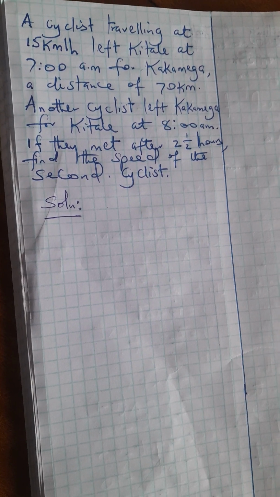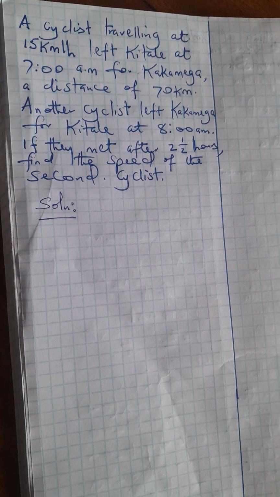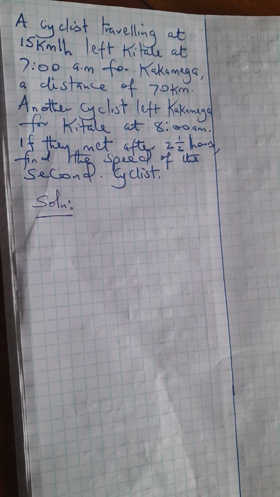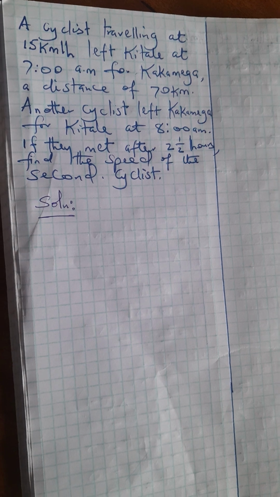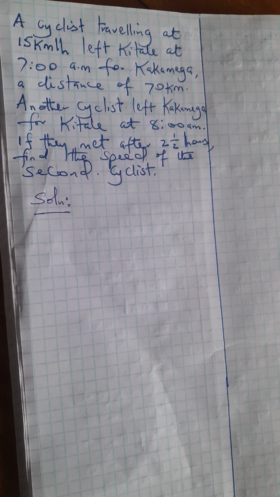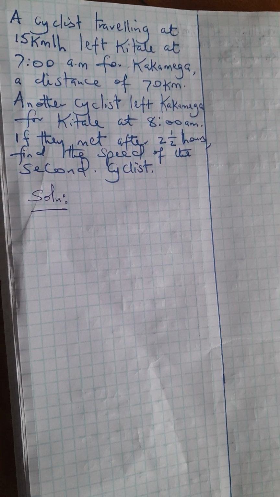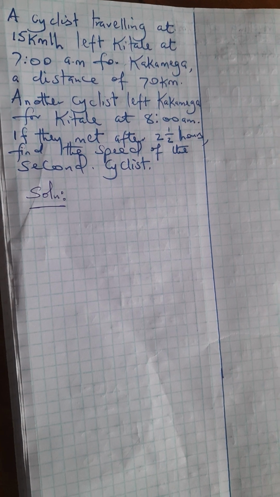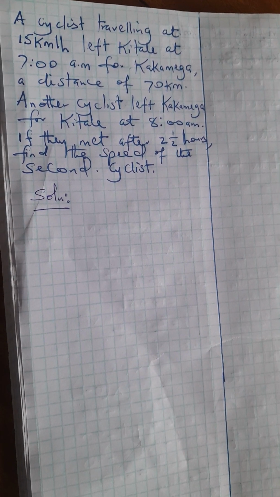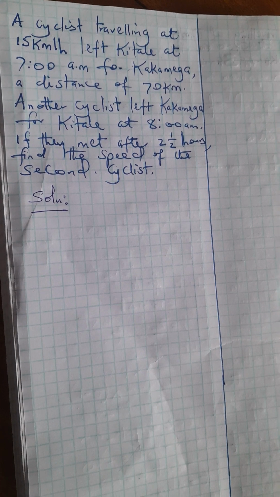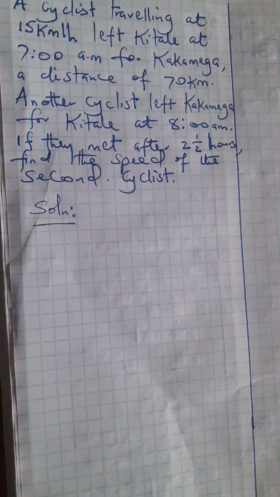Now let's do this question on relative speed again involving two cyclists. There is one cyclist from Kitale and another one from Kakamega, so they are going to meet somewhere along the way. We are told that a cyclist traveling at 15 kilometers per hour left Kitale at 8 a.m.